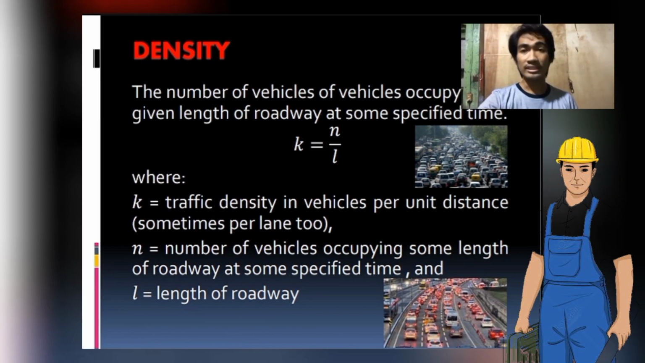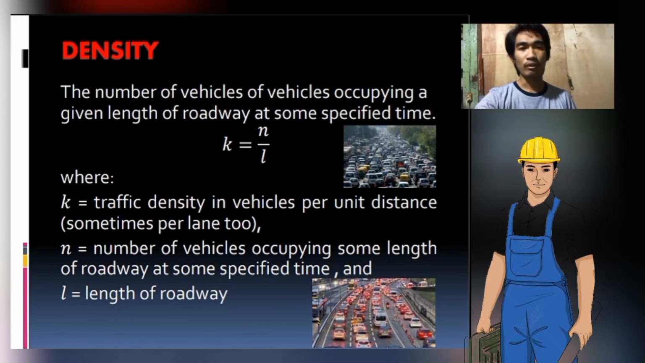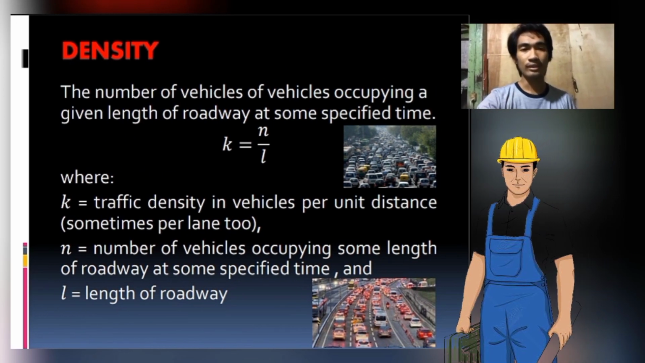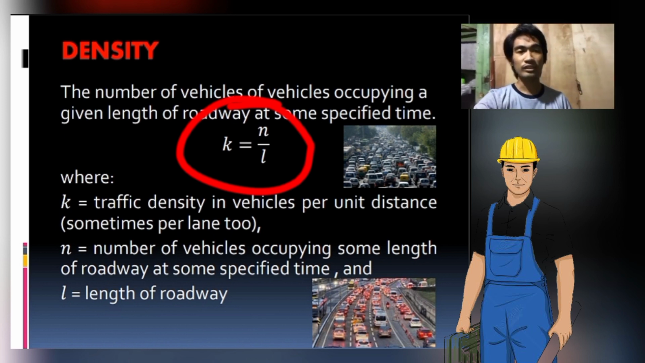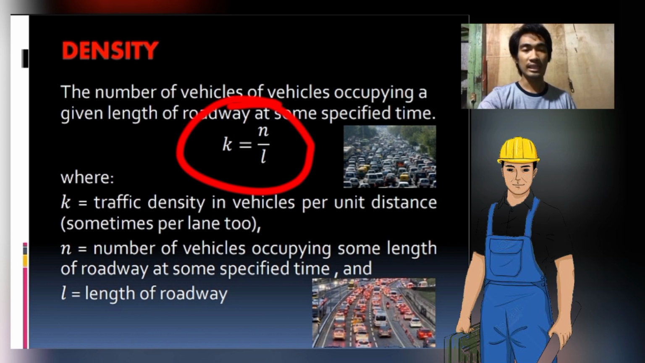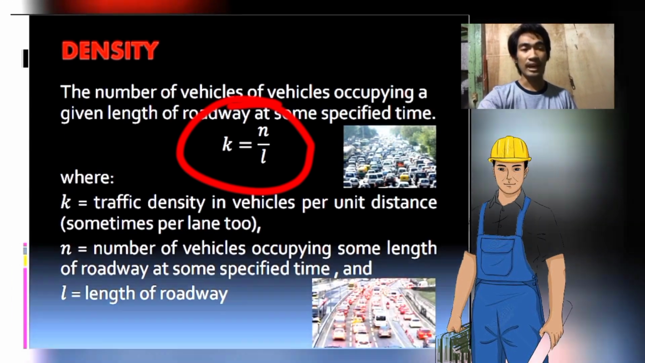So, next is the density. The density is the number of vehicles occupying a given length of roadway at some specified time. So, ano siyang equation? K is equal to N over L, where K is equal to traffic density in vehicles per unit distance, and N is equal to the number of vehicles occupying some length of roadway at some specified time, and L is equal to the length of roadway.